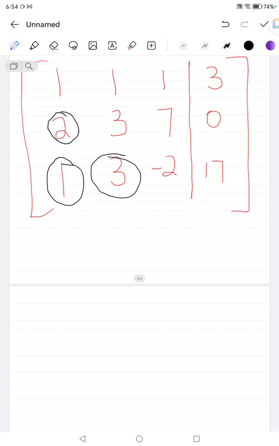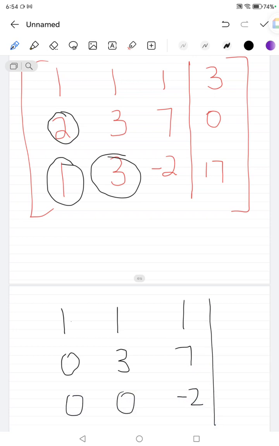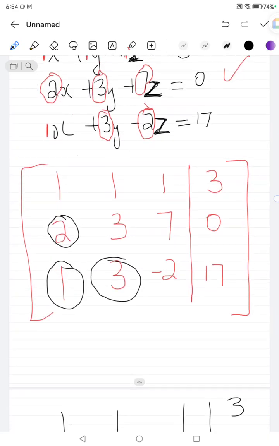Okay, it's like this. We're going to have something that looks like 1 1 1, then we're going to have that 0. Here we'll have the 3, the 7, the 0, the 0, the minus 2, and this side we're going to have the 3, the 0, the 17. So if it's like this, it now means we can solve for our x and y's.